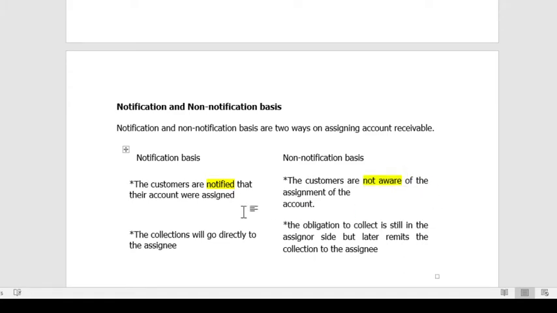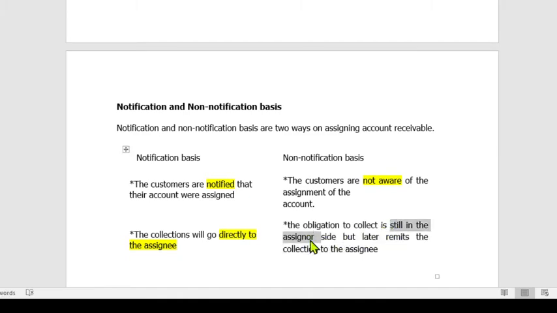So what is the effect kapag ni-notify at hindi ni-notify under the assignment of accounts receivable? Since under notification basis, dahil ni-notify mo na sila na yung kanilang accounts receivable ay naka-assign na into a particular bank or financial entity, the collections will go directly to the assignee. In this case, yung assignee na tinatawag dyan, yan yung bangko or yung financial entity na pinag-assignan mo na noong iyong accounts receivable. Under non-notification basis, dahil naman hindi sila aware na na-assign na pala ang kanilang payable, ay the obligation to collect is still in the assignor.